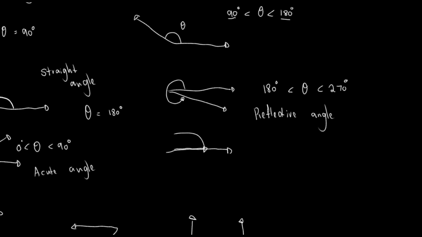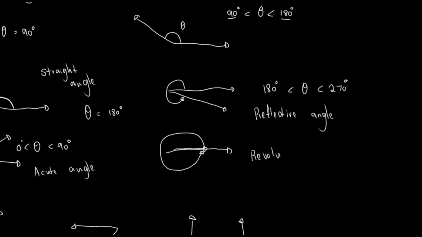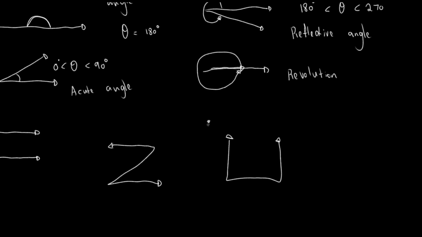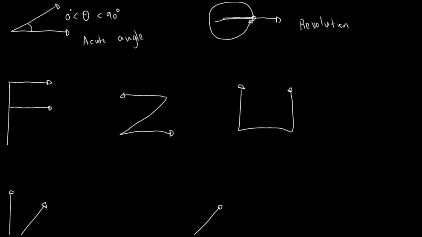And then we get to where we complete a full circle. This would be known as a revolution. A revolution also refers to a circle. A full circle circumference is one revolution. Okay, let's move on to a little bit of more advanced angles. So these ones you'll deal with later.